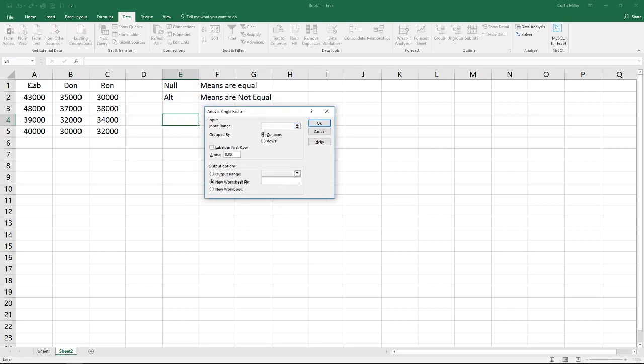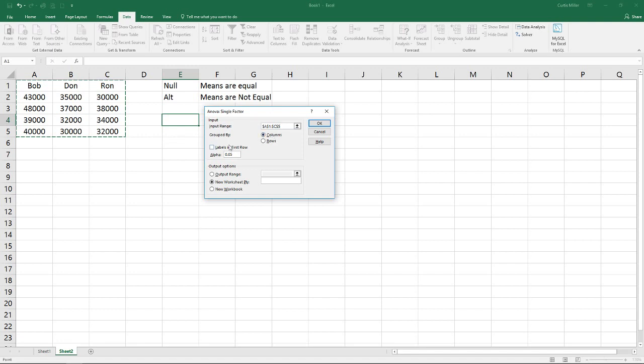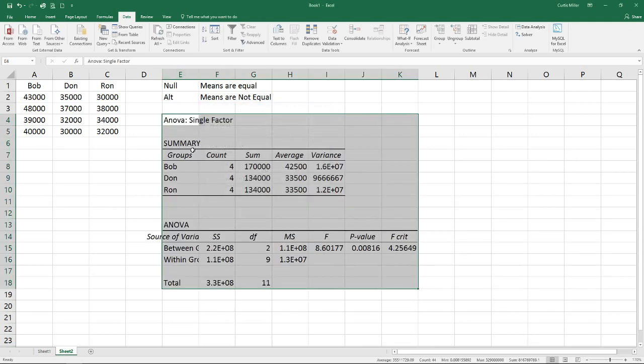We'll select our ANOVA single factor and just a couple inputs here. We have our input range. I'll select my entire data set. It is grouped in columns and I do have labels in the first row. Again, we have our alpha value of 0.05, which will give us 95% confidence results. So our output range, I will select right here below my hypotheses. We'll let that come out.